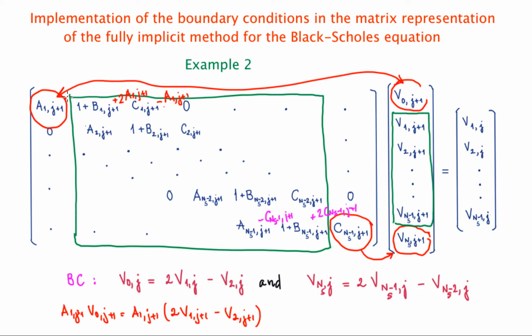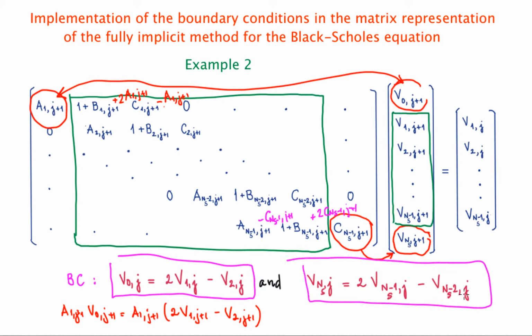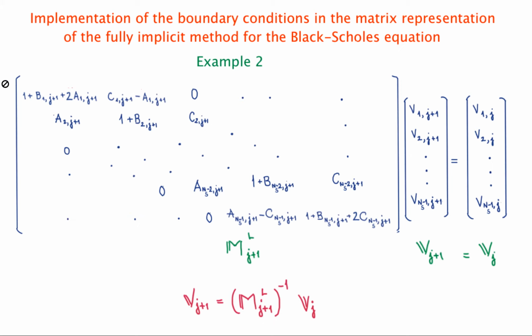So just including these elements in this square matrix, we get the same effect as the product of this non-square matrix with the whole elements here. So we just implement these relations between the B0 element and the 1 and 2 elements, and the BNS element with the NS minus 1 and NS minus 2 elements, coming from the boundary conditions. So doing that, this is the matrix representation that we have in this case for the full implicit method in the Black-Scholes equation.